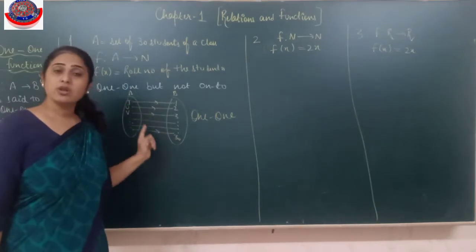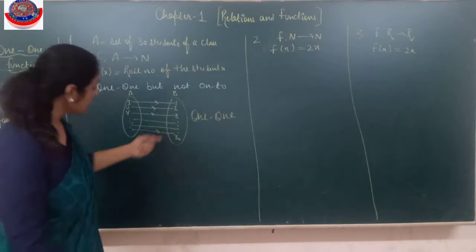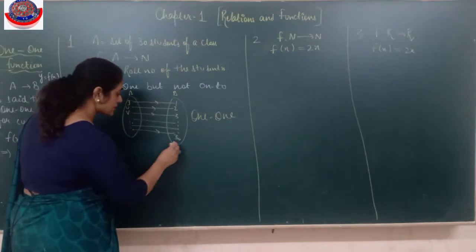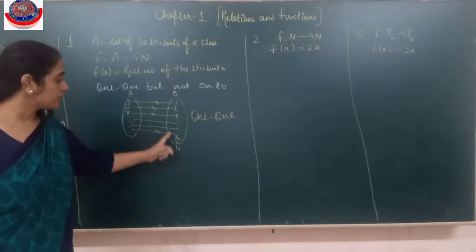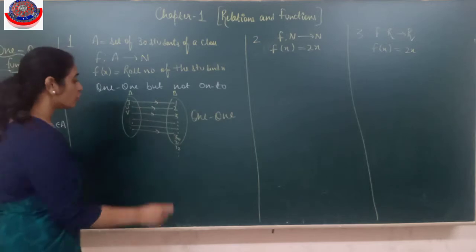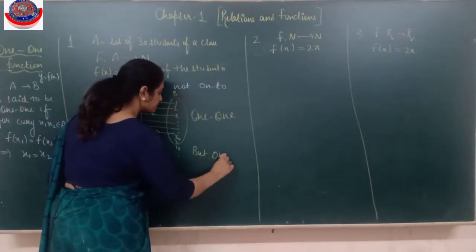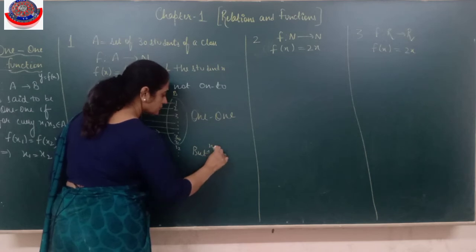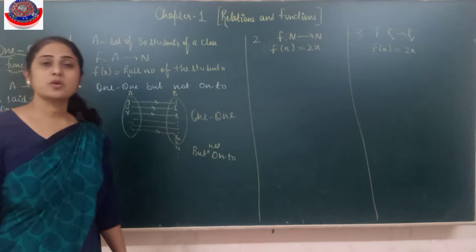Up to 30 the roll numbers have been assigned to the children. What about 31 to infinity? So there are numbers from 31 to infinity left in this. So for 31, 32 up to infinity there is no pre-image. So that means this function is one-one but not onto. Clear to everyone? This is how we check one-one and onto.